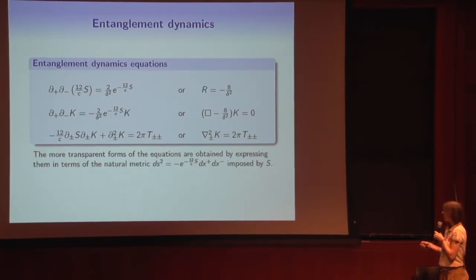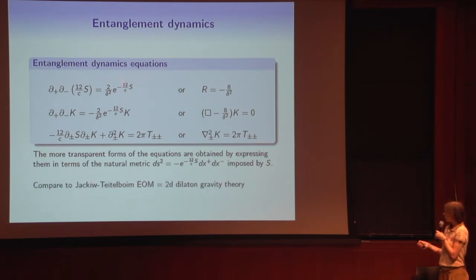So in this slide, I can now summarize the entanglement dynamics equations as a set of equations that are obeyed by the entanglement and the modular Hamiltonian in a two-dimensional CFT with a boundary. And on the right-hand side, I write them in a more transparent form, which is obtained by expressing these equations in terms of the natural metric that's imposed by the entanglement, the hyperbolic metric.